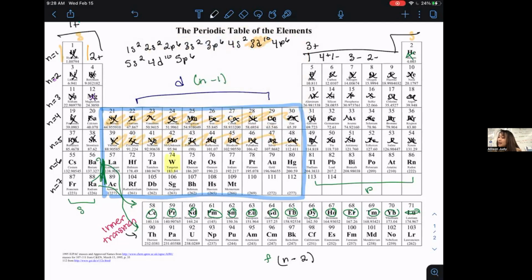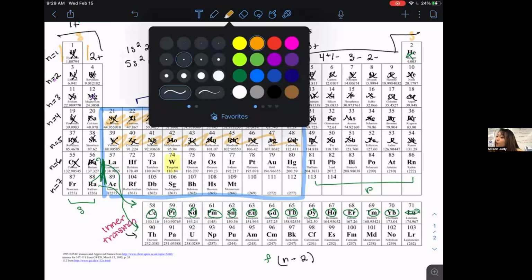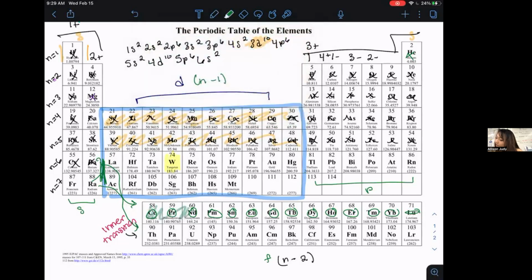Okay. Now we go to 6s2. Okay. Now it gets even trippier. We go down to 4f14. So these two pulled out rows technically come from here. We just can't fit it on a page, so we pull it out.